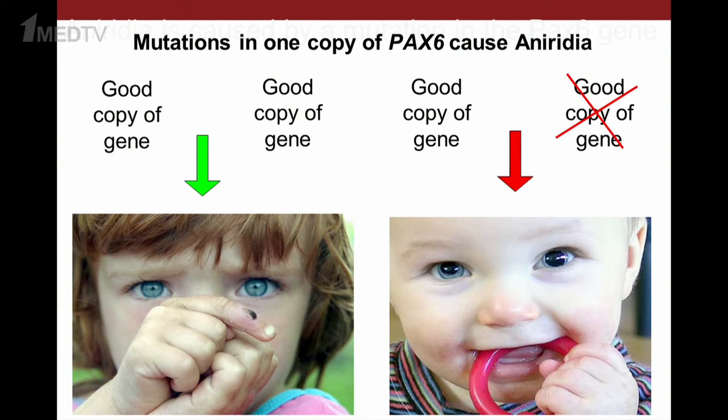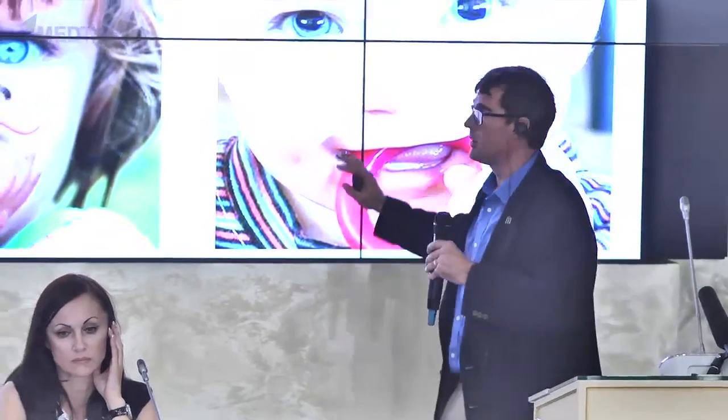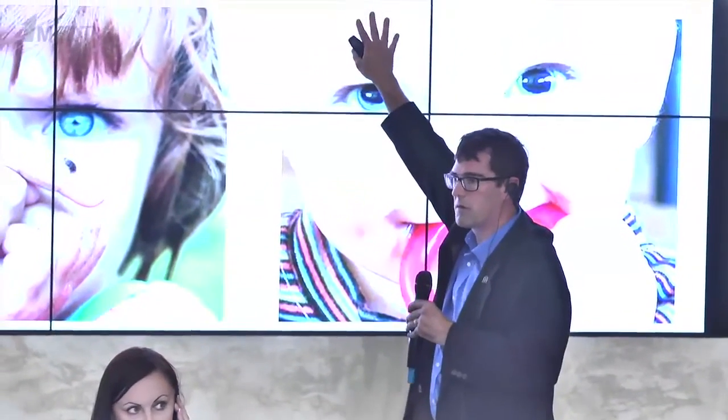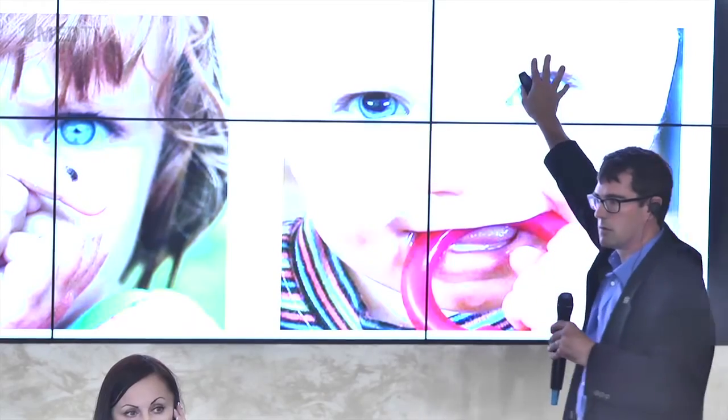It's important to know that aniridia is caused by a mutation in only one of the two copies of PAX6. Mutations in both copies of PAX6 are lethal, and the child will die before birth. So everybody who has aniridia has a good copy of PAX6 and a PAX6 that has a mutation.